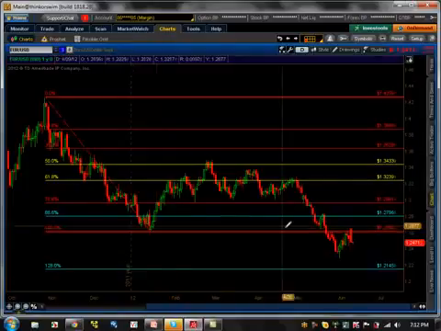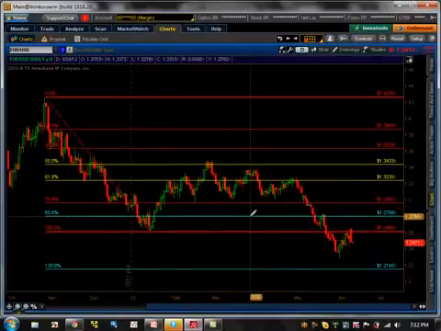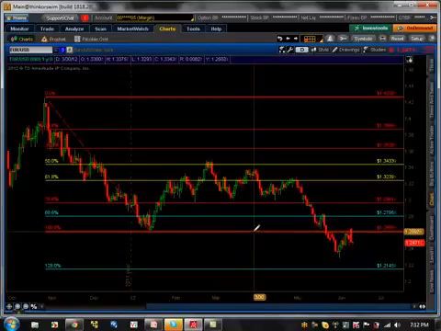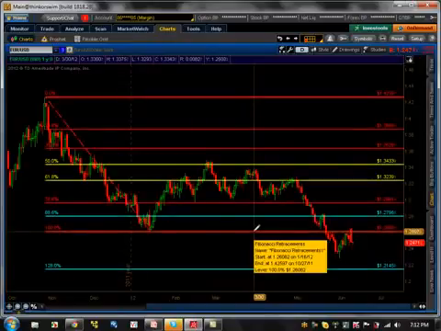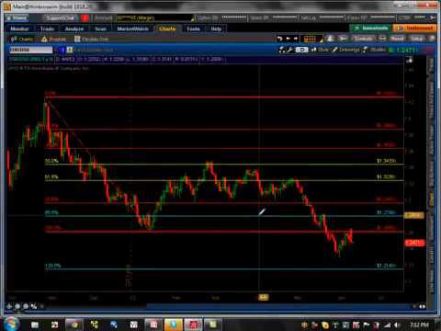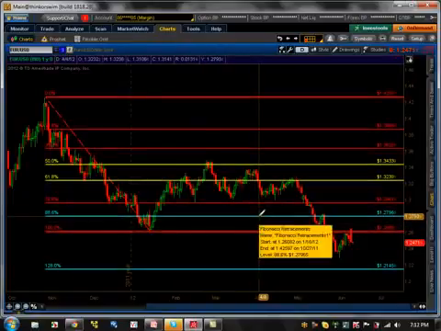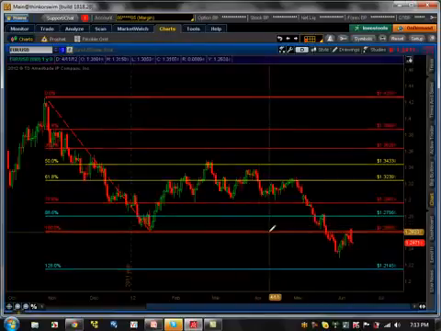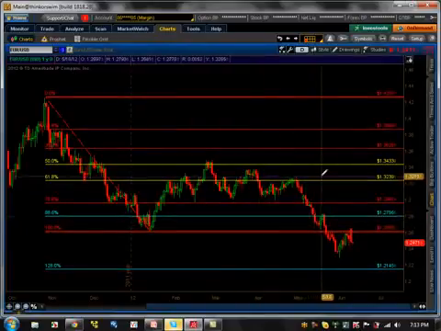Most people don't look at this 88.6. Most people are here gunning for the 100%. I'm warning you, and I'm warning you very hard right now: 88.6 is a key level. Do not overlook that. Because if you're gunning for the 100%, it gets to here, bounces and reverses, kiss your profits goodbye. I'll talk about the stop.